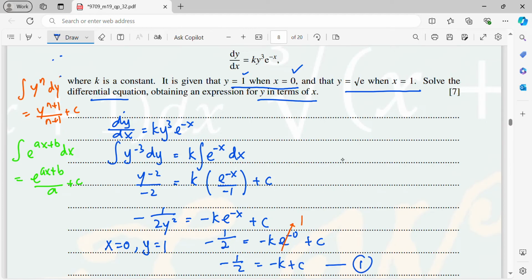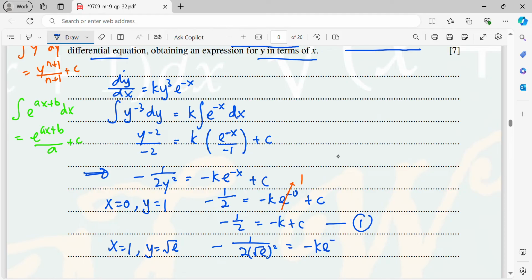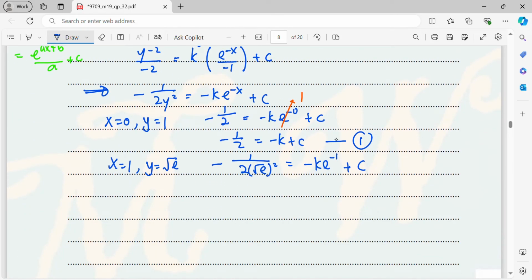Because now we need to find k and c. Now the second equation: x is 1, y is square root e. Then again substitute into this equation, I will be getting negative 1 over 2 square root e, that is my y, then you square it, equals negative k e, the x is 1, then plus c. So now, the square of square root e is e. Therefore, I will be getting negative 1 over 2e equals negative k e power negative 1 plus c. That is my second equation.